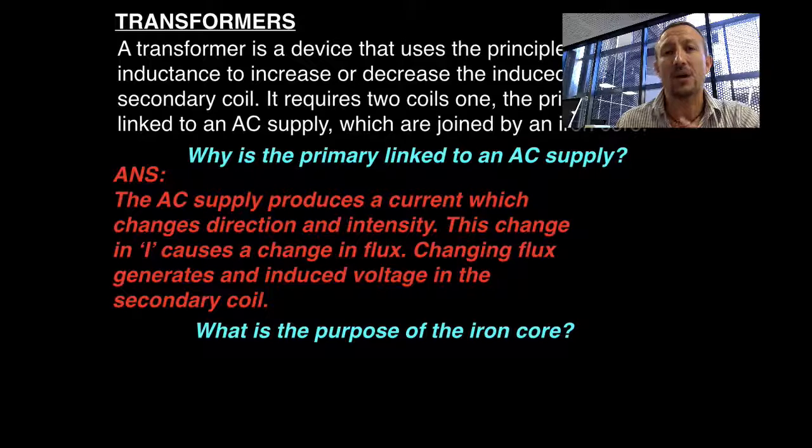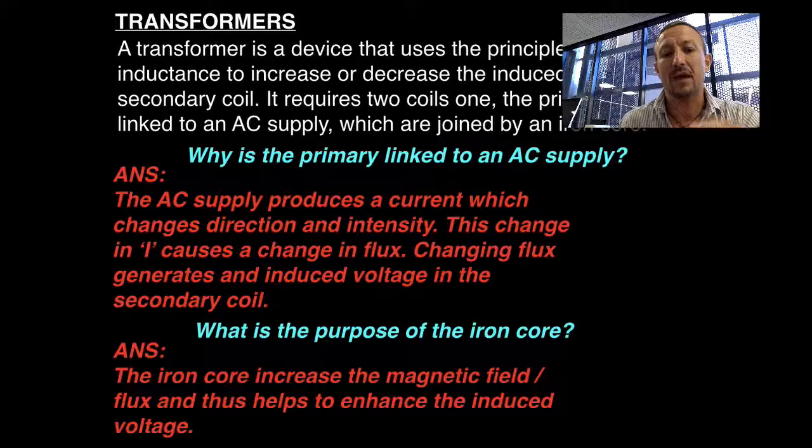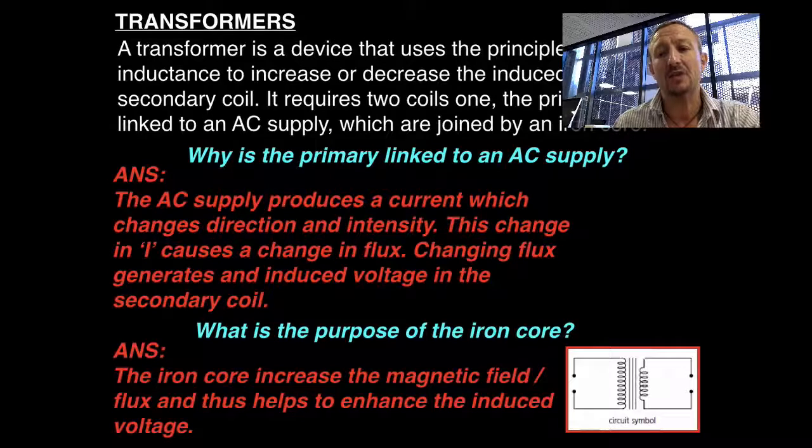We also need the iron core because what that does is it enhances the magnetic field and basically helps us to produce a larger induced voltage. Now a transformer can be shown in a circuit using the following circuit diagram as you can see below.